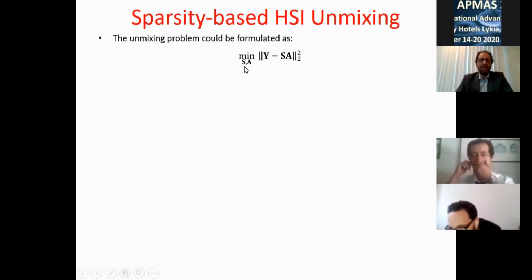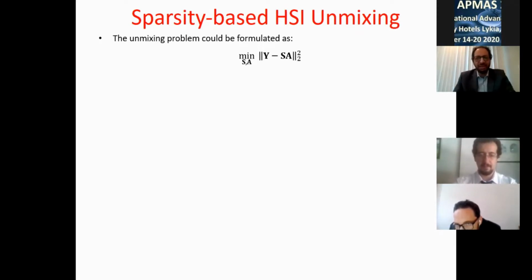So we want to minimize over S and A to find out what the endmembers and the abundances are. The biggest problem here is that this problem is highly underdetermined, meaning it's not unique. There are so many S's and A's that could fulfill this. It's almost like saying 7 is made of what? 5 and 2, or 3 and 4, or 6 and 1. It's a non-unique factorization problem.